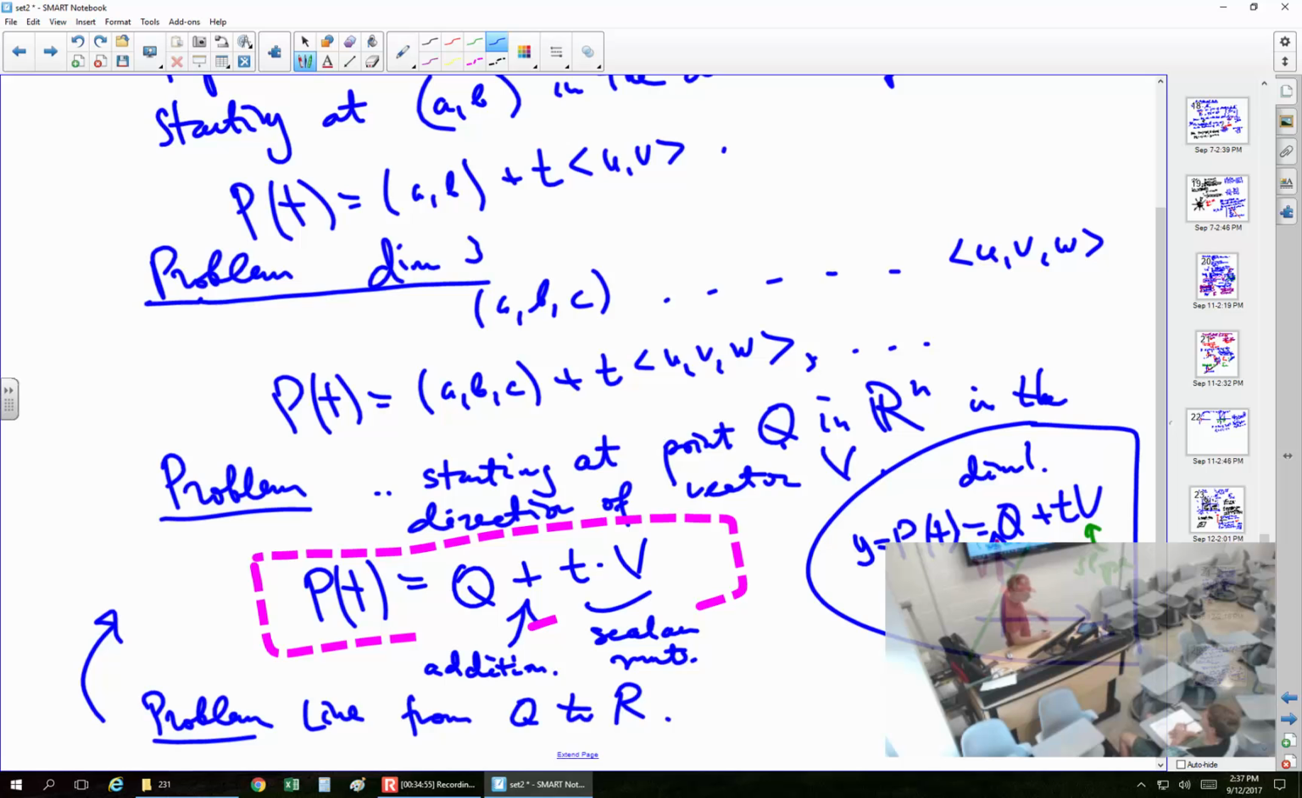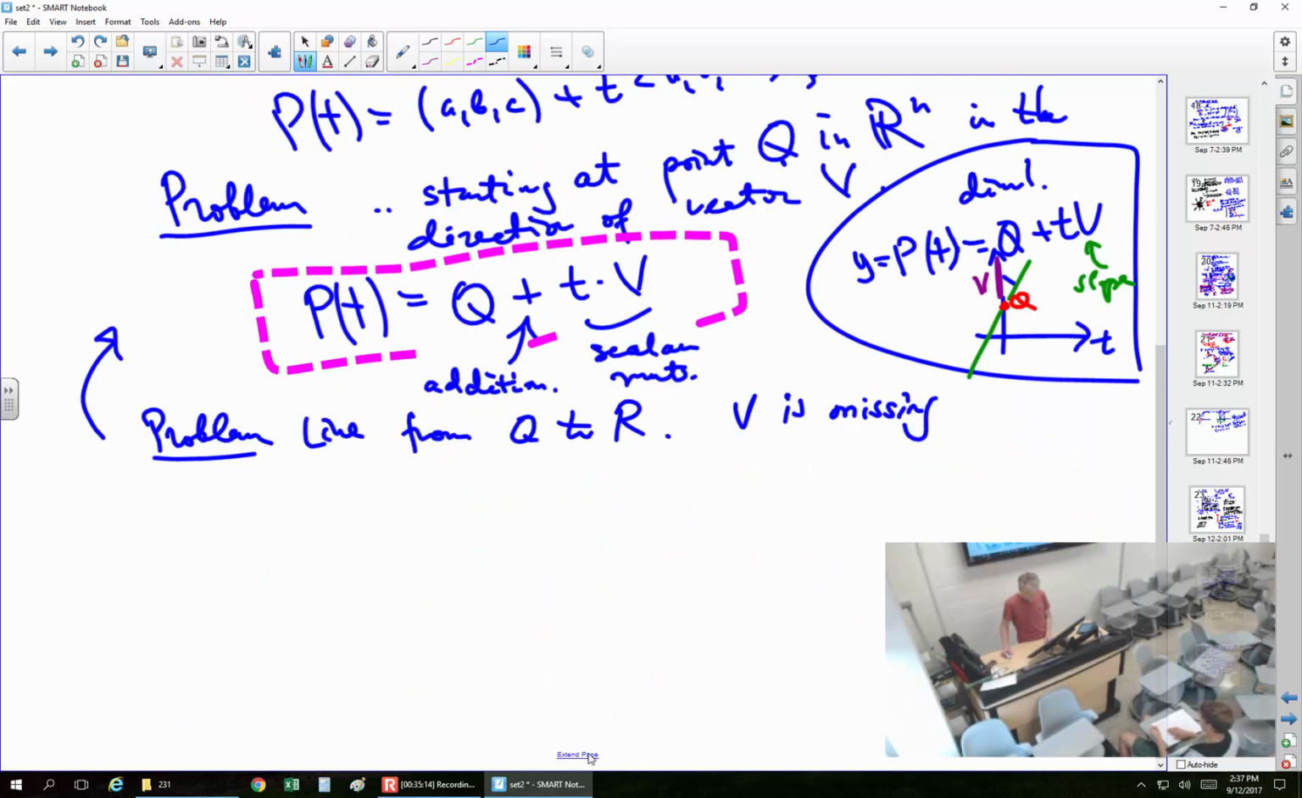Okay, and for this problem, we do have Q. That's taken care of. V is missing. So what do we do? To apply the formula, we need V. How do we find it? Slope between Q and R. No, not the slope. I mean, in the one-dimensional case, it will be the slope, yeah, but in general, in an n-dimensional or just think two-dimensional case, how do we find V? It's the displacement, the difference. In other words, V is simply QR.